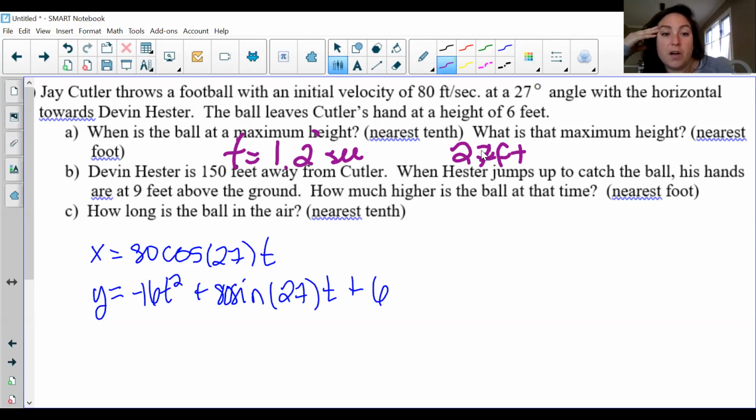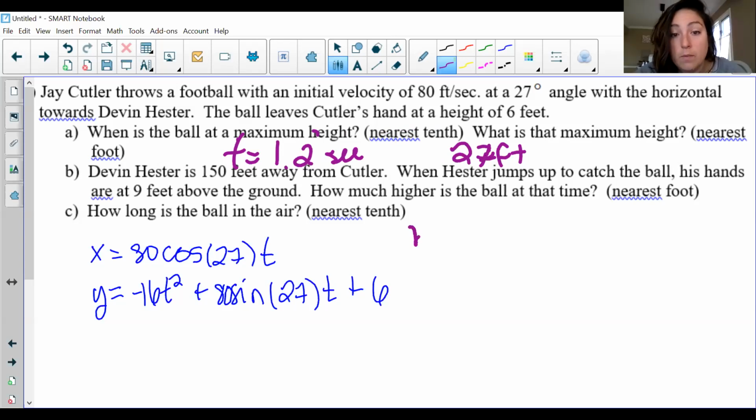B, Devin Hester is 150 feet away from the thrower. When Hester jumps up to catch the ball, his hands are 9 feet above the ground. How much higher is the ball at that time? So now let's scroll over to where x is 150, and you might not be able to use your calculator for this. Like, for example, I cannot use my calculator for this. So you can always solve algebraically.